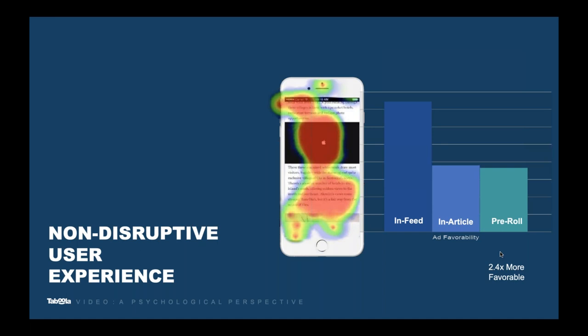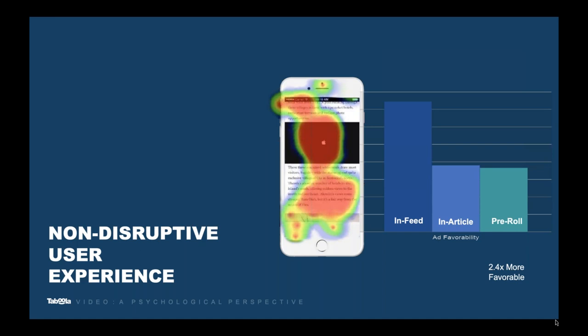Yeah, so we actually ran an interesting study. We tried to understand how the same exact video ad can have a different impact depending on the context. And what we found is that when the same exact video ad appeared either in feed at the bottom of the article, which is the native video experience, or in the middle of the article or pre-roll, people rated the same exact video as 2.4 times more favorable when it was in that non-intrusive, bottom of the article experience.